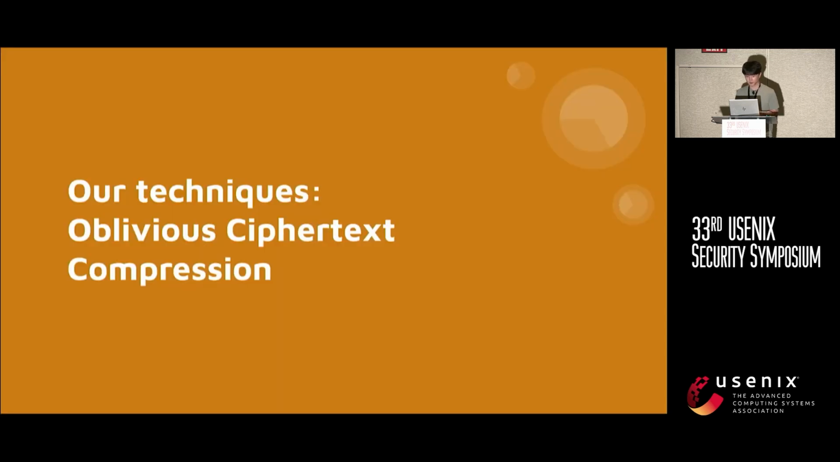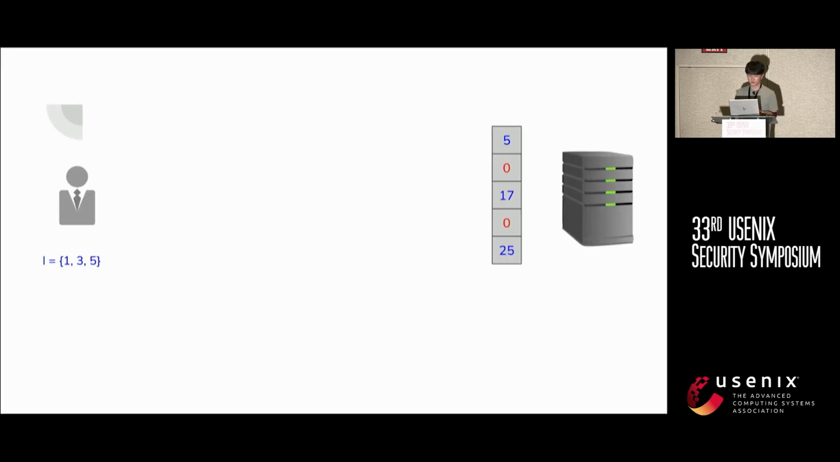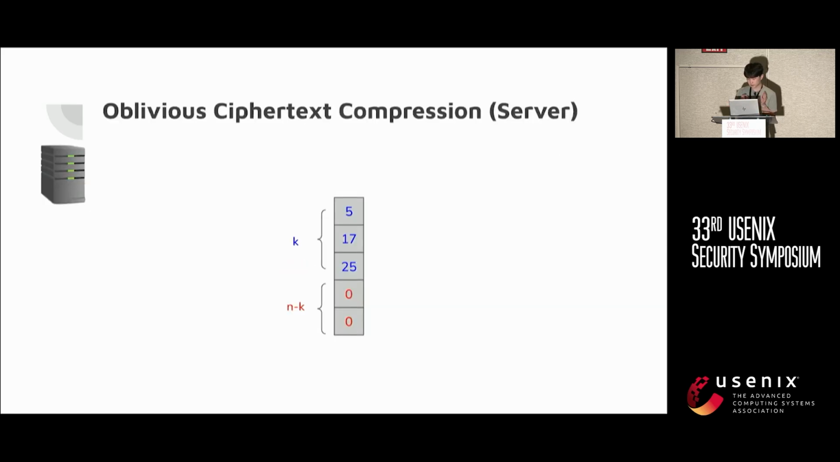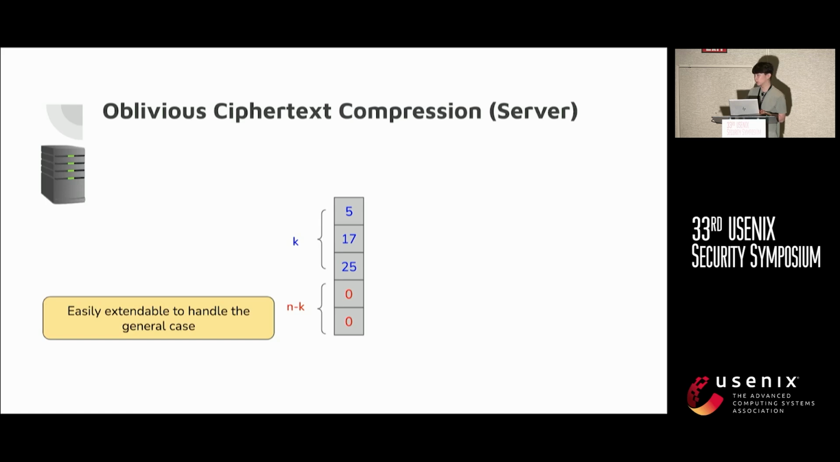We're now ready to present our techniques to solve the Oblivious Ciphertext compression problem. Recall the problem setup, where we have two parties, the client and server, and the server holds this vector of n ciphertexts from which the client wants to retrieve the relevant entries. For illustrative purposes, we assume that all the relevant entries occupy the first k positions, and the last n minus k entries are irrelevant. It's easy to extend this to handle the general case where the positions of the relevant entries are arbitrary, as we'll see.